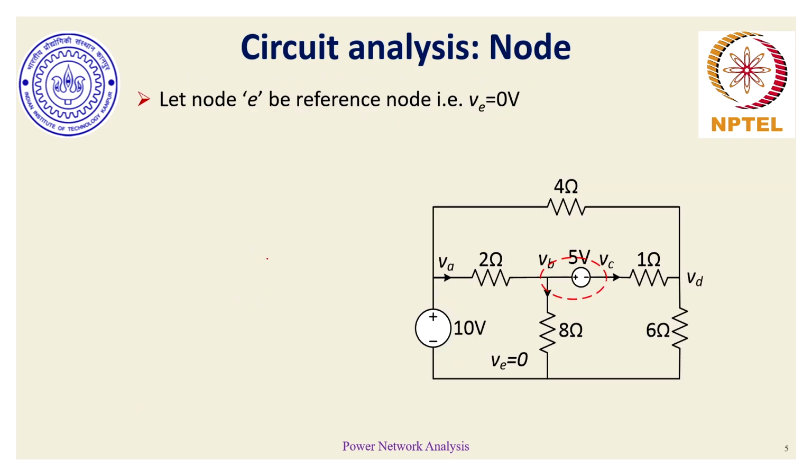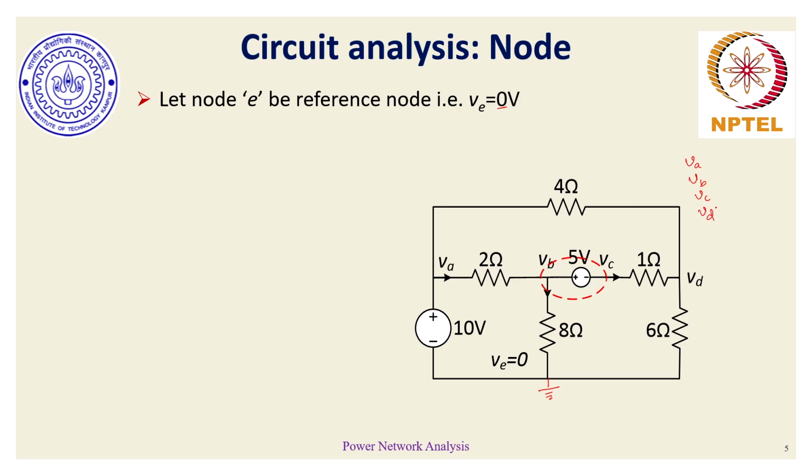Given the circuit, it's convenient to choose node E as the reference or the neutral point or the ground point from where the potential can be measured. And if we choose node E to be the reference, that means the node voltage VE is equal to 0 volt, considering it to be equal to the ground voltage or the neutral voltage. And essentially now we are only left with 4 unknowns: VA, VB, VC and VD.